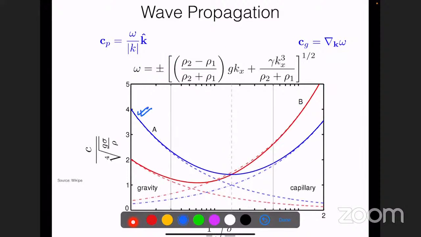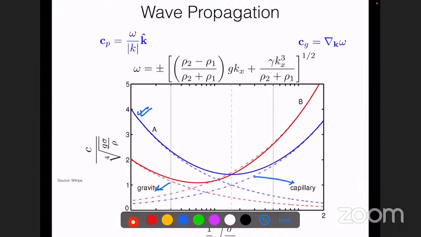So here in the next case you have a plot of group velocity and phase velocity as a function of wave number, a rescaled wave number. Lambda is actually the wavelength, so this is a rescaled wave number. The dashed lines are pure gravity waves, and the dash-dot lines are the pure capillary waves. The blue curve and the red curve correspond to phase speed and group velocity. The blue one would be the phase speed, and the group velocity would be given by the red one.